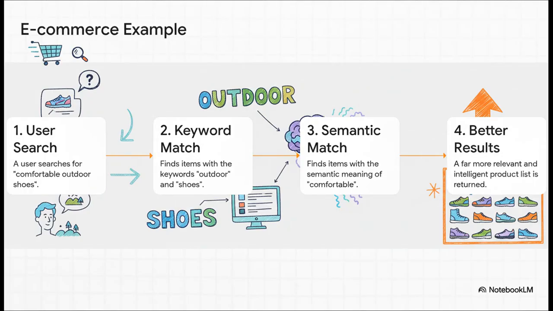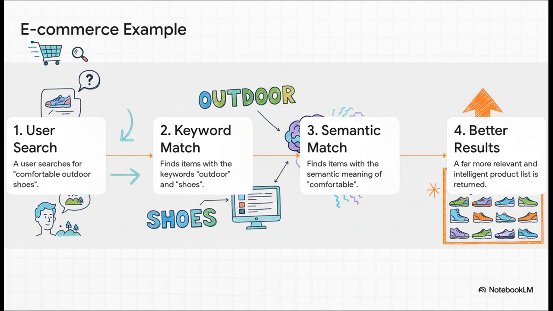Let's make this real with a quick e-commerce example. A user types in comfortable outdoor shoes. Weaviate's hybrid search immediately gets to work. Its keyword brain instantly filters for items that literally have outdoor and shoes in the description. At the same time, its semantic brain is looking for things that are conceptually similar to comfortable, finding stuff like hiking boots or trail runners.